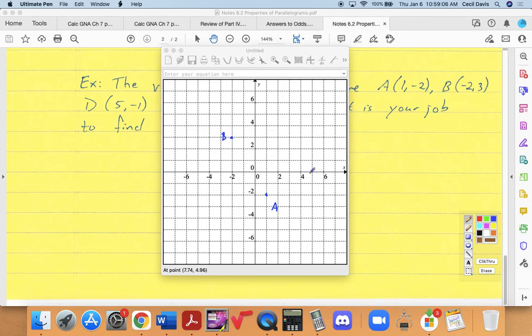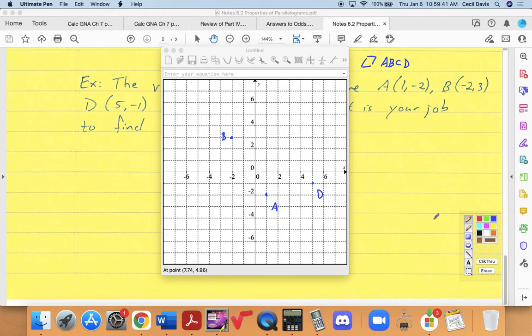And D is at 5, -1. All right, here's the difficulty. There are 2 completely different parallelograms that you could make with those 3 points in them. Okay? The key is in the instructions, it tells you that this is a parallelogram. My graph is covering it up, but it tells me that it's A, B, C, D. That tells me the order it needs to go in.